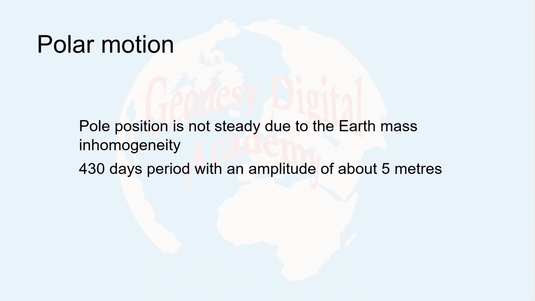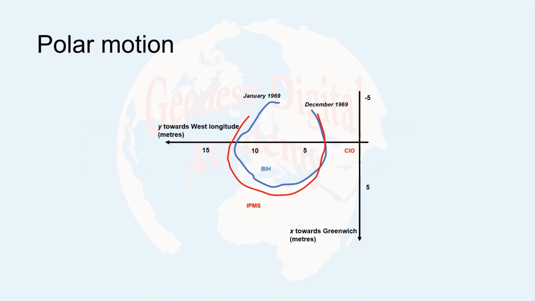For example, this plot is showing the polar motion or the position of the pole from January 1969 up to December 1969, determined by two organizations, BIH in Paris and the International Polar Motion Service. And as you see, the amplitude of this movement is around 5 meters.